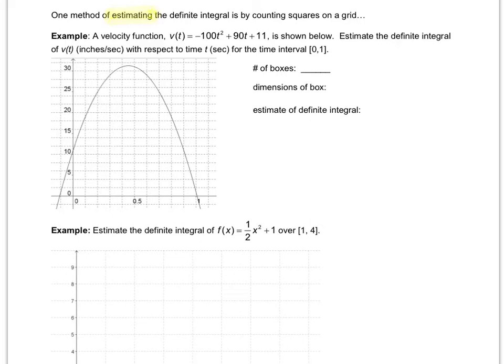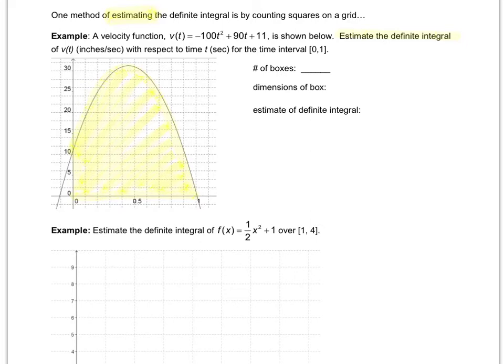We've got a velocity function v of t defined by the equation shown. When it asks us to estimate the definite integral, that means find the area. So we're looking at from the time interval starting at 0 and going to 1. So we're looking from 0 all the way until t equals 1. So the area under this curve is the definite integral of the function v of t from time equals 0 to time equals 1. Okay, so that's what we're looking for.